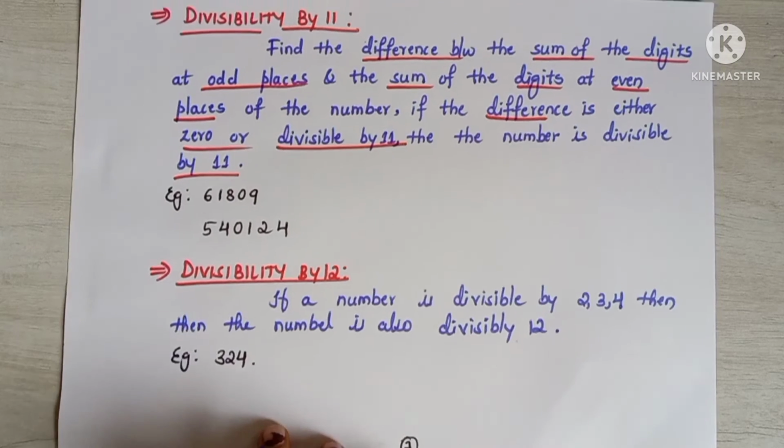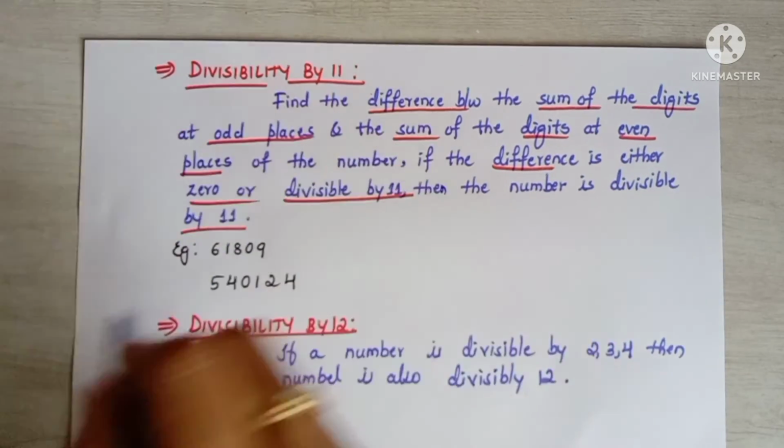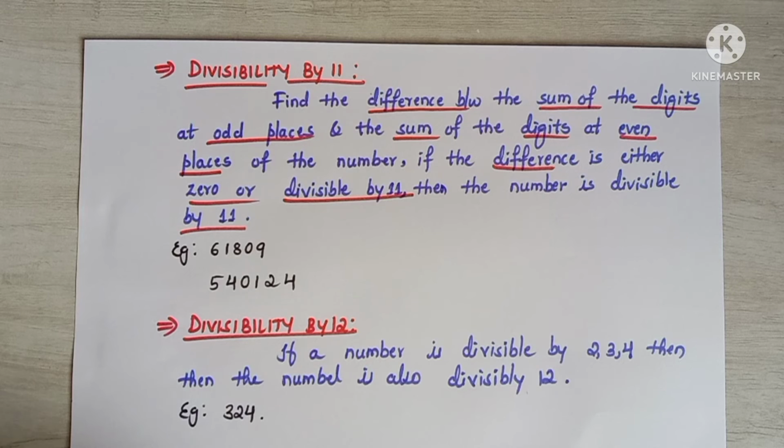Let us see divisibility by 11. So, to see whether a given number is divisible by 11, what we have to do? First, we have to find the difference between the sum of the digits at odd places and the sum of the digits at even places of a given number. If the difference is either 0 or divisible by 11, then the number is divisible by 11.